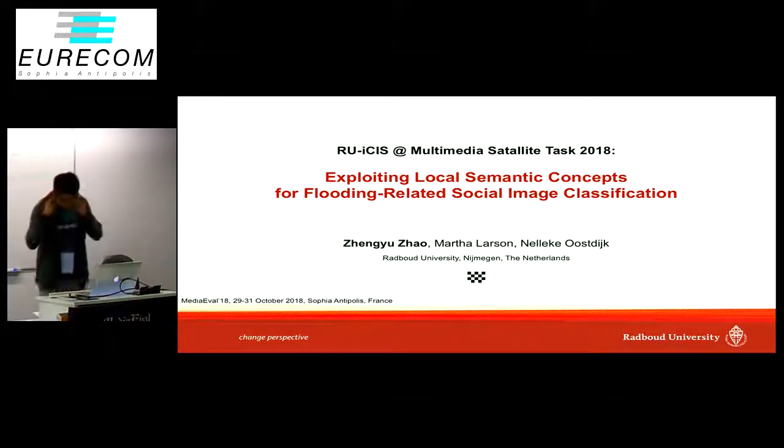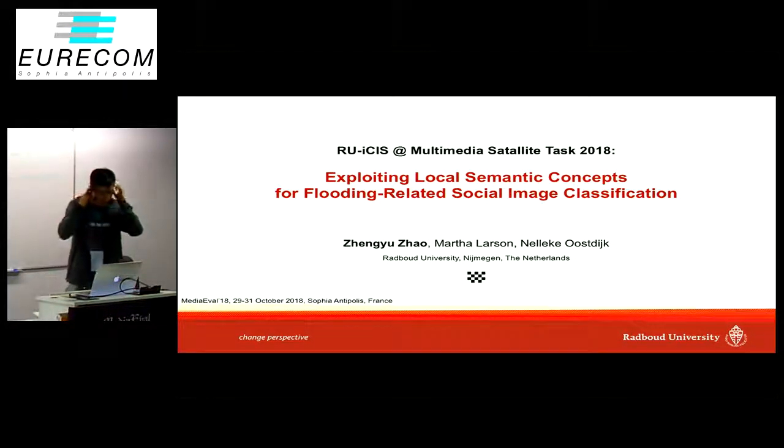Okay, hello everyone. I will give the presentation about our approach in the multimedia satellite task. We use the local information from semantic concepts to help the classifier differentiate passable roads and non-passable roads in the social images.